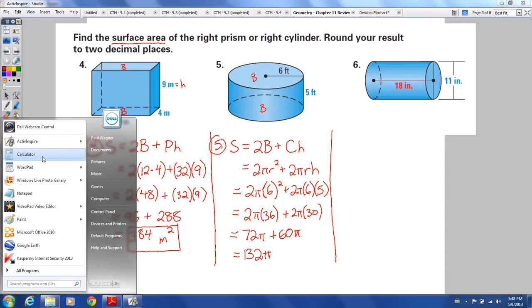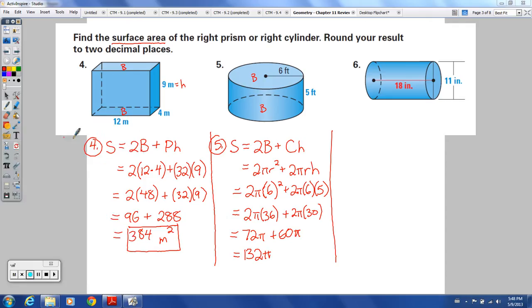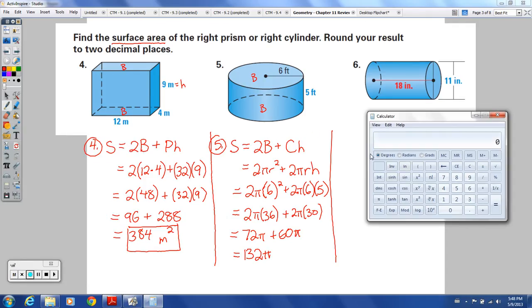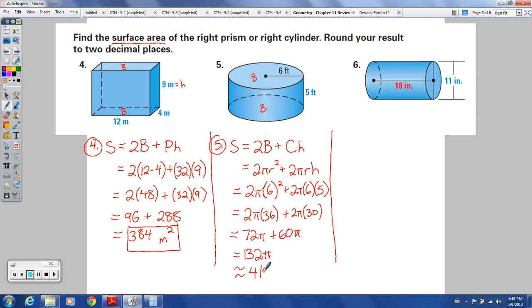It says to round to the nearest 2 decimal places, so I would take out my calculator at that point and see what that gives me. So 132 times pi is going to equal 414.69. So we have that as our final answer. It says to round, so we will round 414.69. This is in feet up here, so feet squared for an area.